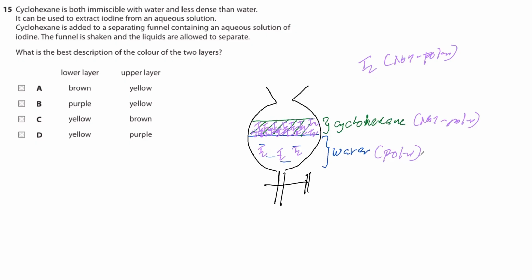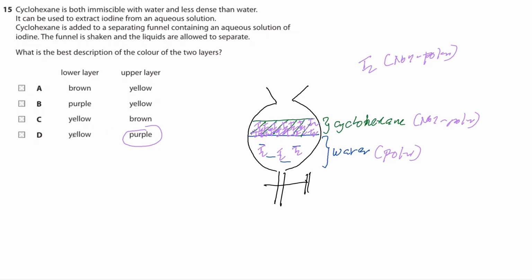What is the best description for the color of the two layers? Right. So we know that obviously the cyclohexane layer will be full of iodine. So when iodine is in the organic layer, we know that it's purple color. So iodine is purple color. So there is only one answer with purple color, that means answer D. All the others show something else, because iodine in the organic layer, remember, is purple, right?